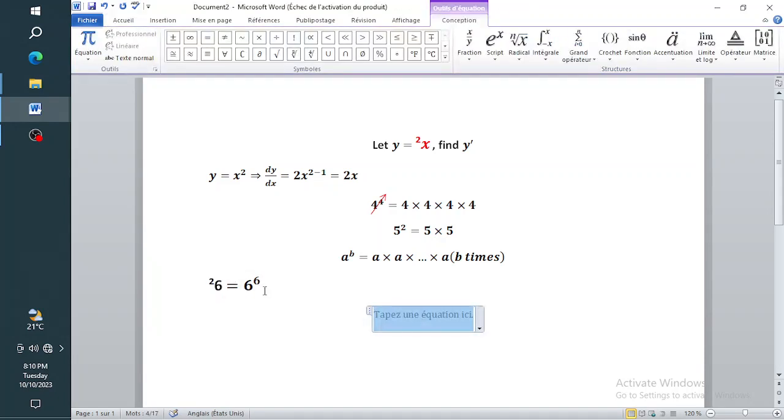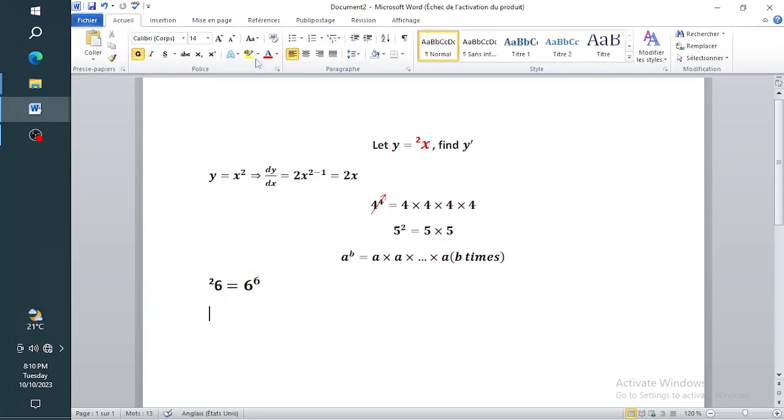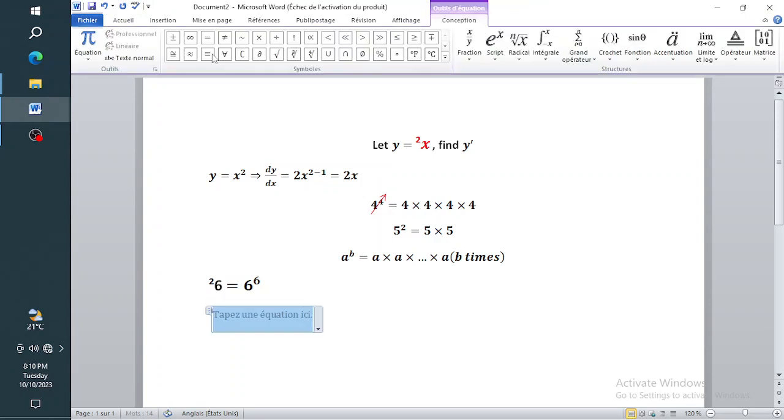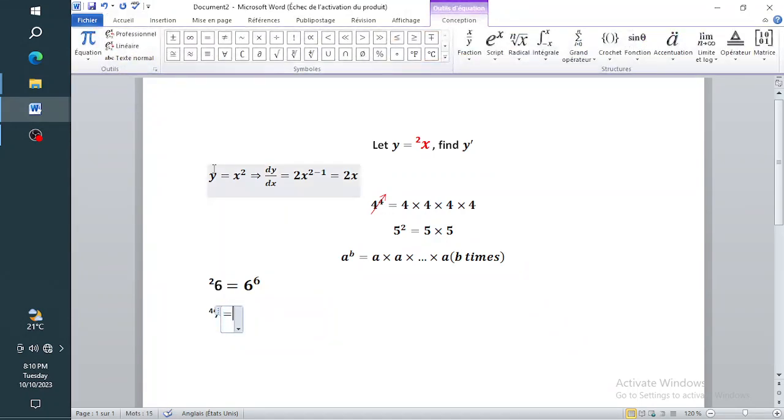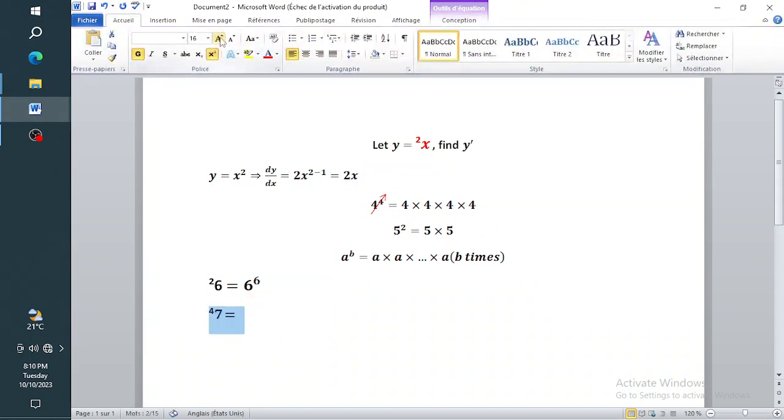Let's take another example. Let's say 4, and then maybe 7. What does it mean? It means that you have to take 7. In your exponentiation, 7 has to appear 4 times. So it's going to be 7 to the power 7, and you proceed to the power 7. That's it. So this is what this means.